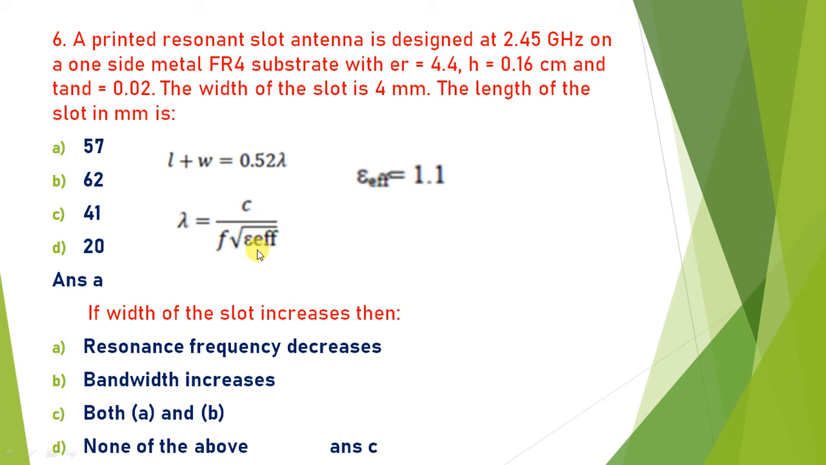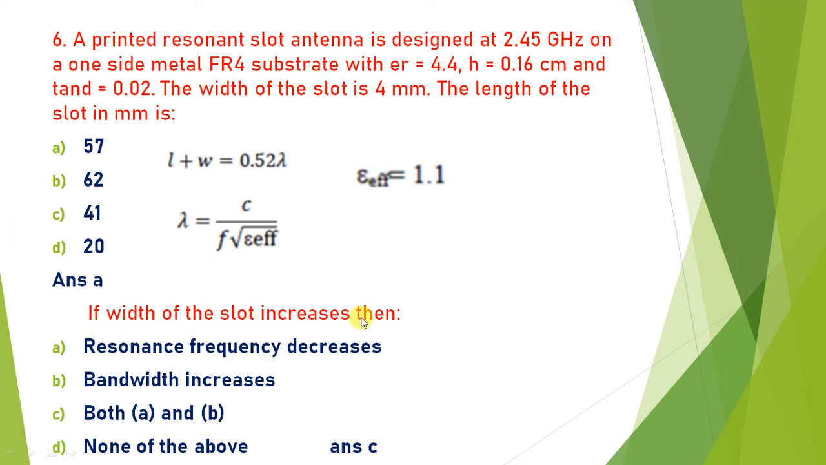So what is epsilon effective? It is generally taken as 1.1. It is greater than 1. So epsilon effective is 1.1. Put the value of 1.1 in this equation. Find the value of lambda. Put the value of lambda in this equation, and then find the value of L. So if you find, you will get the length is equal to 57 millimeter. Okay, so convert all this unit into millimeter.